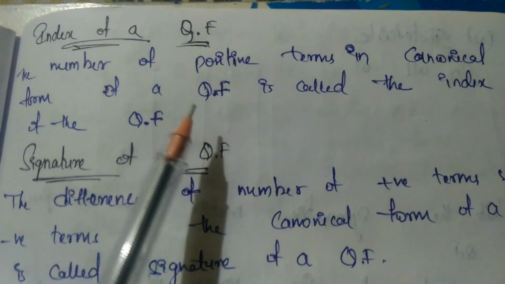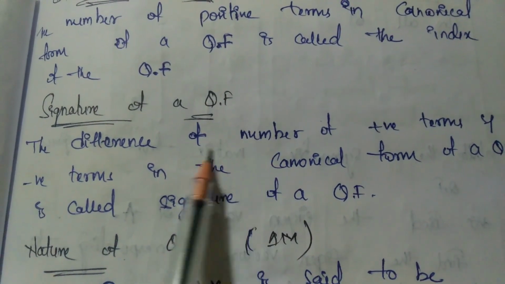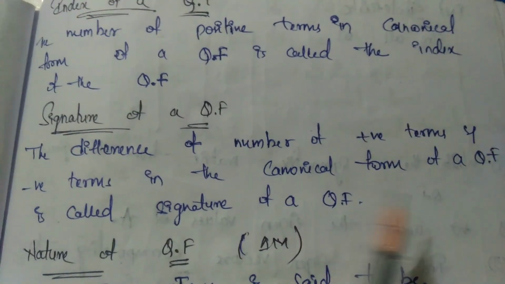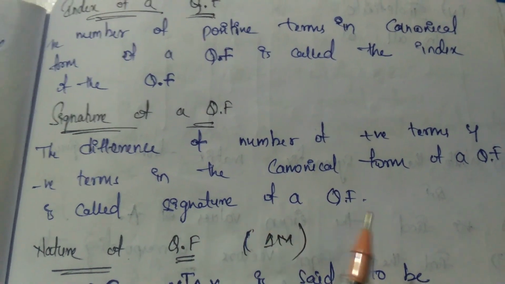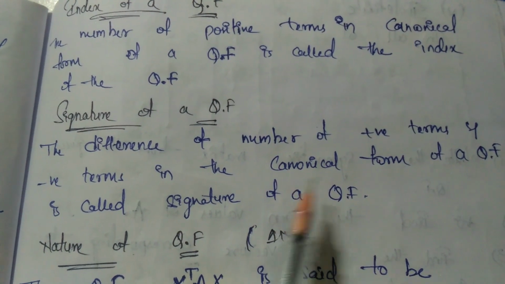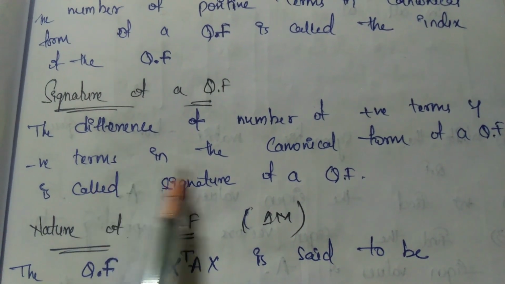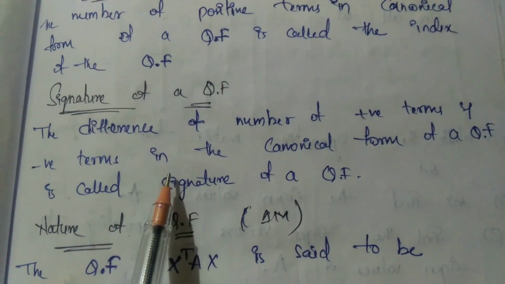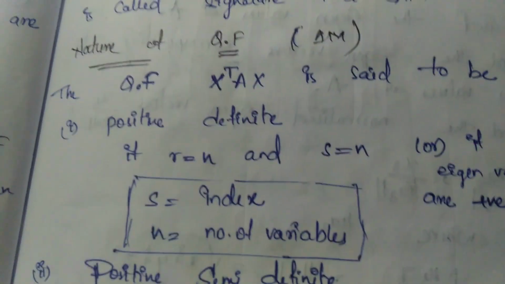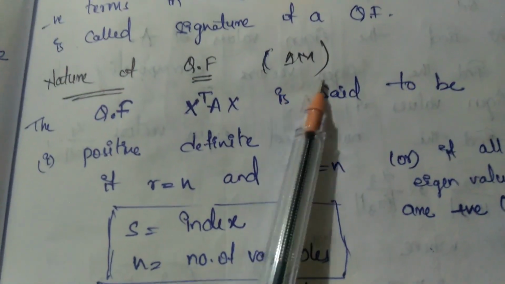And signature of a quadratic form. The difference between the number of positive terms and negative terms in the canonical form of a quadratic form is called the signature of a quadratic form. It means if the positive terms are 5 and the negative terms are 6, then 5 minus 6 is going to be minus 1. So the signature of the quadratic form is minus 1. In such a way we define the signature. And here we have the nature of the quadratic form. This is important for 1 mark.